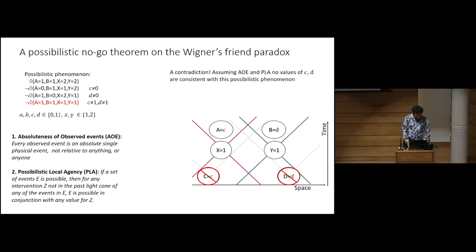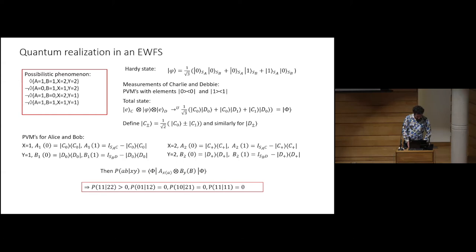Just to put the cherry on top of the cake, so to say, we can reproduce this phenomenon in a quantum realization of an extended Wigner scenario, assuming that unitary quantum mechanics is universal, so here's just an example of that. These are basically the same correlations that lead to Hardy's paradox, but maybe it's good to emphasize that under our assumptions, there is no issue in an ordinary Bell scenario, so it happens in the extended Wigner case.